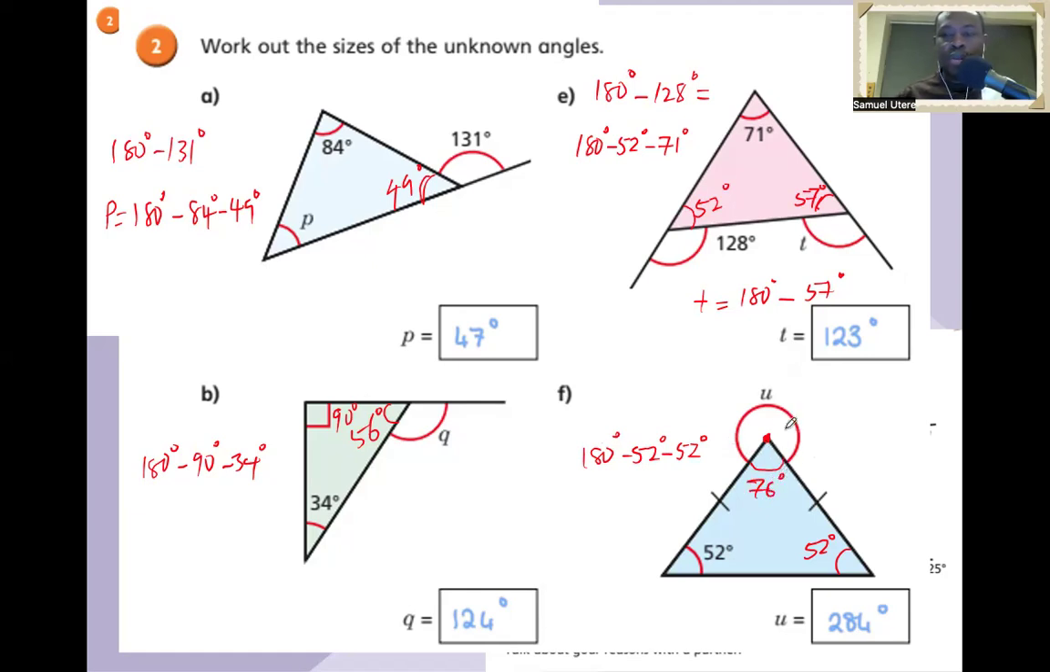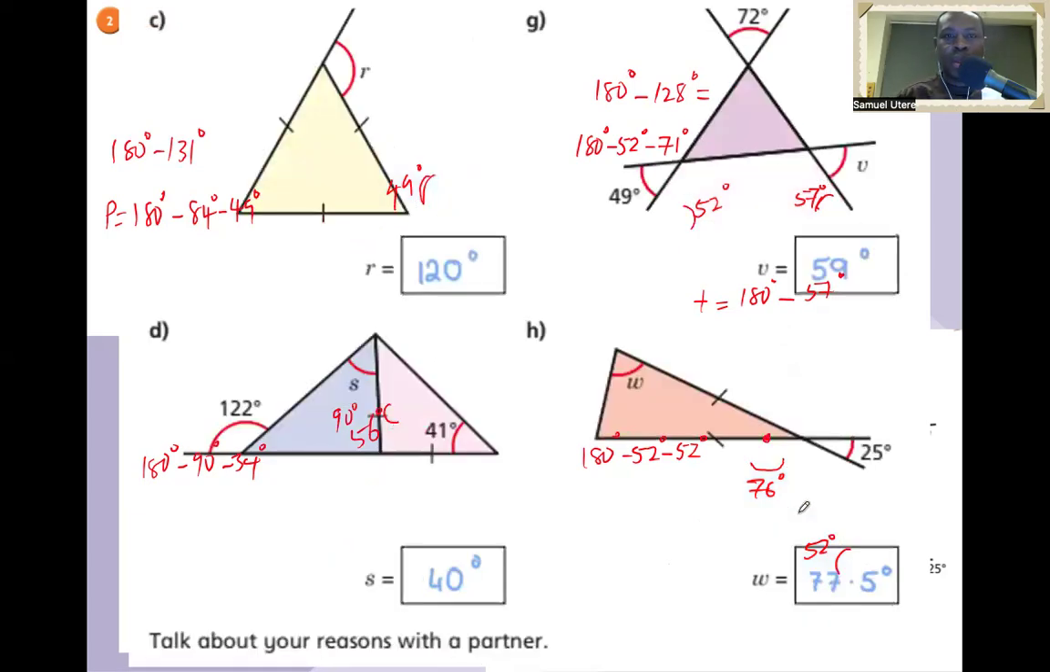Now we know the sum of angles at a point is 360 degrees. So if we do 360 degrees minus 76, that will give us 284 degrees. Let's now review answers C, D, G, and H. So let's rub these off.